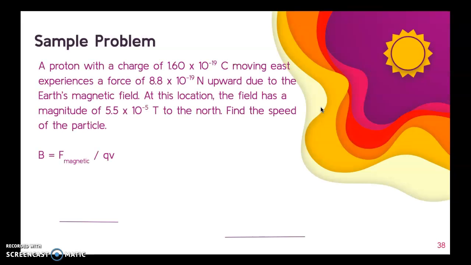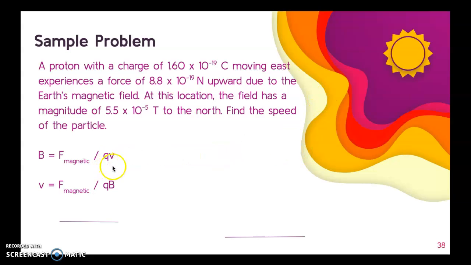Here's the formula that we're going to start with. That's the formula that we've been given. The strength of the magnetic field is the magnetic force divided by the electric charge times velocity, okay, of that charge. So I'm going to just do some algebra here on this thing.